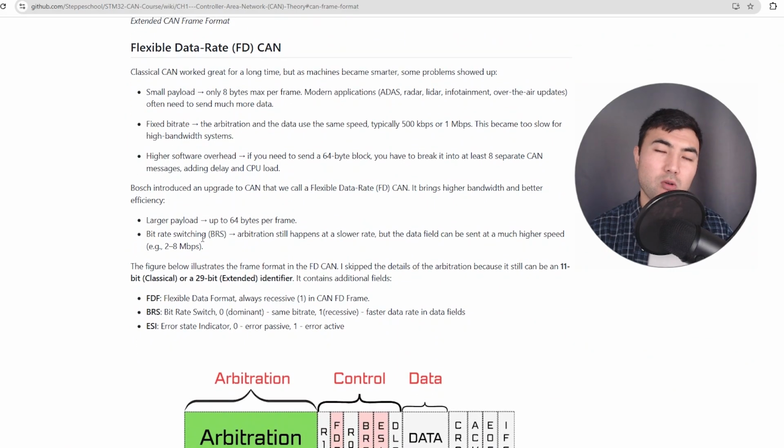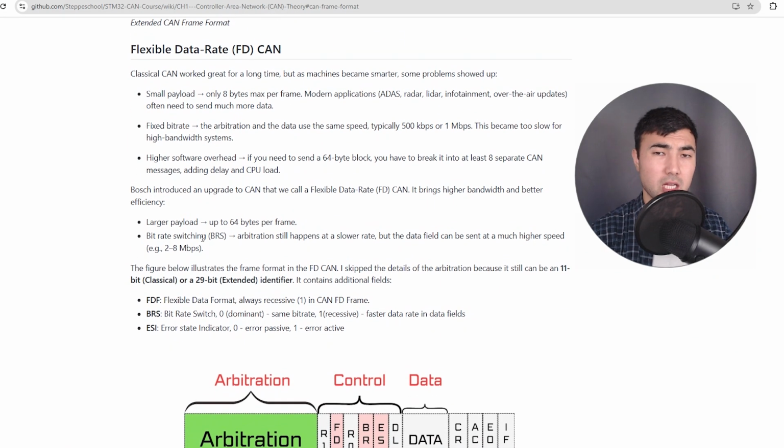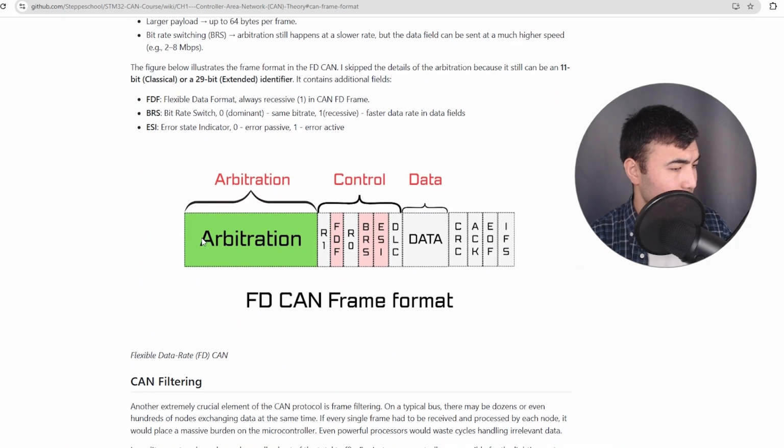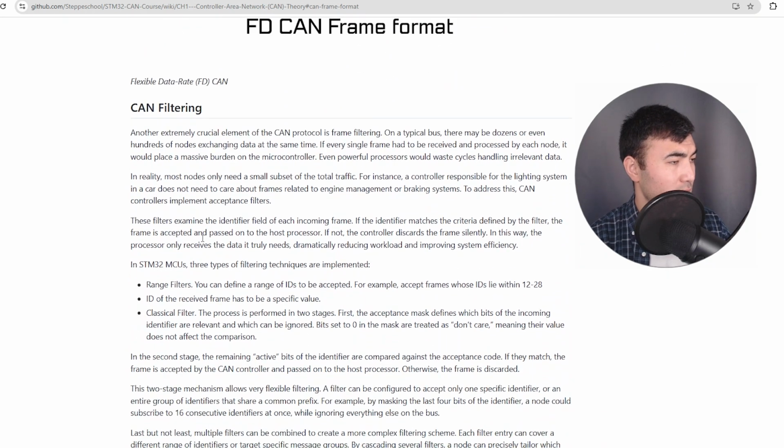So this is how basically the CAN interface has evolved. And next, I'm going to explain another really important feature in the CAN interface that we call CAN filtering.